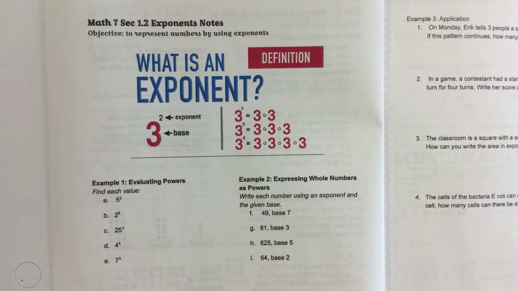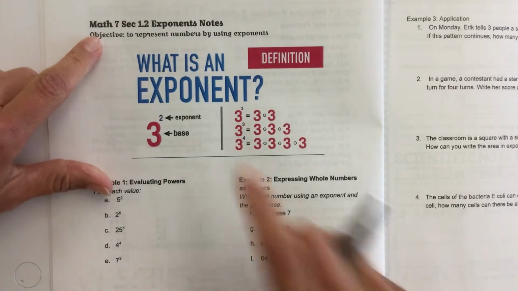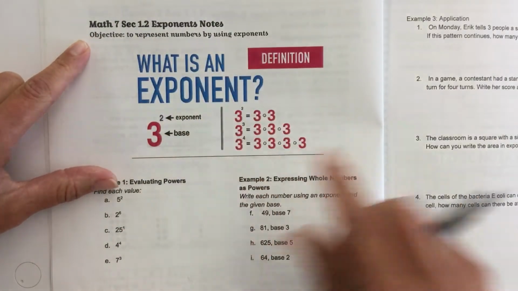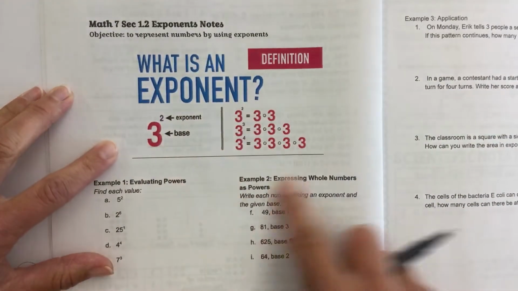Okay, 7th graders, here's day 2. We have section 1.2 exponents. So our objective today is to be able to represent numbers by using exponents. So one of the things that is nice is just a visual here.